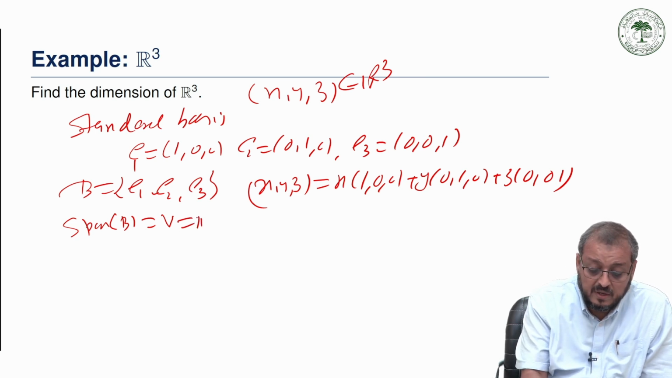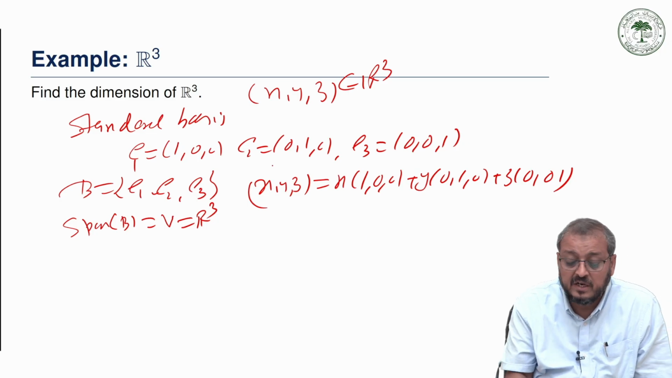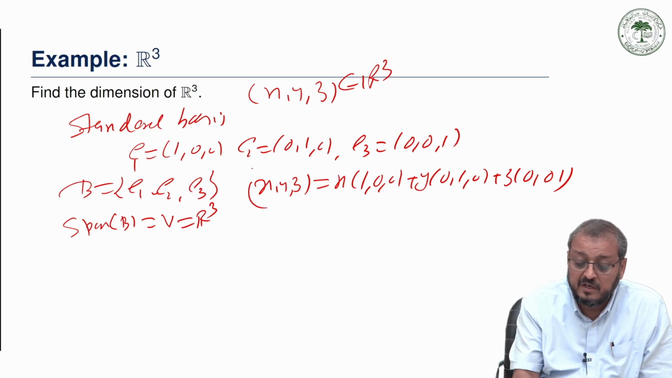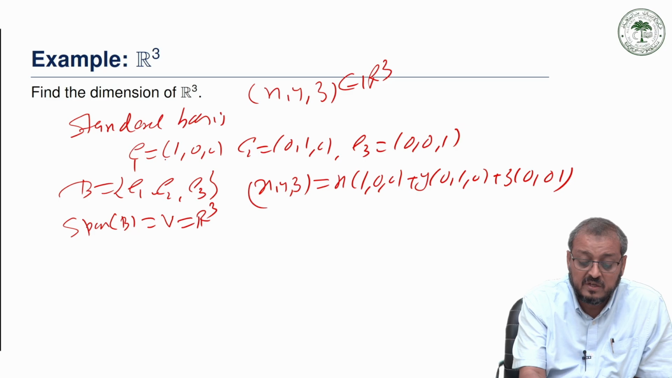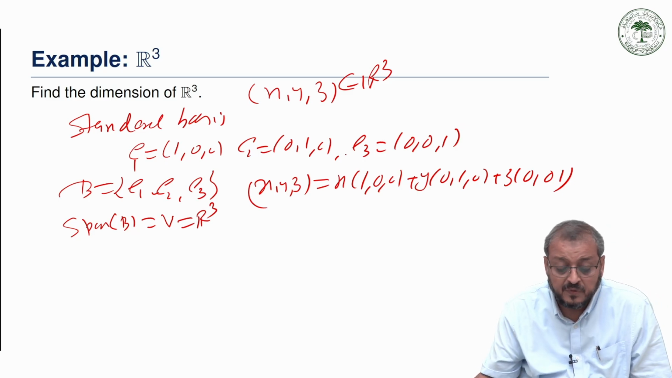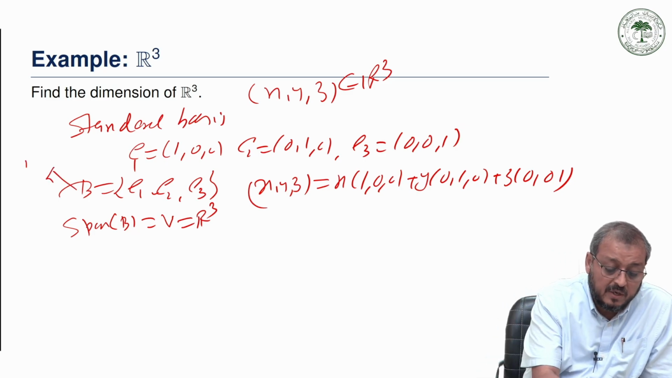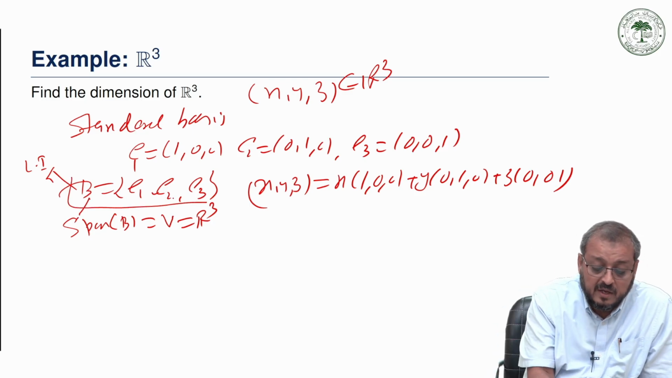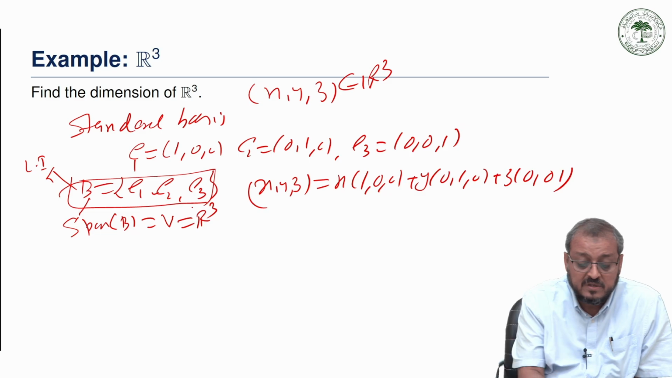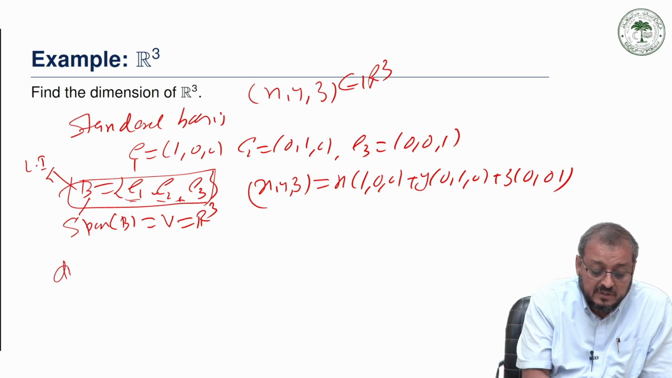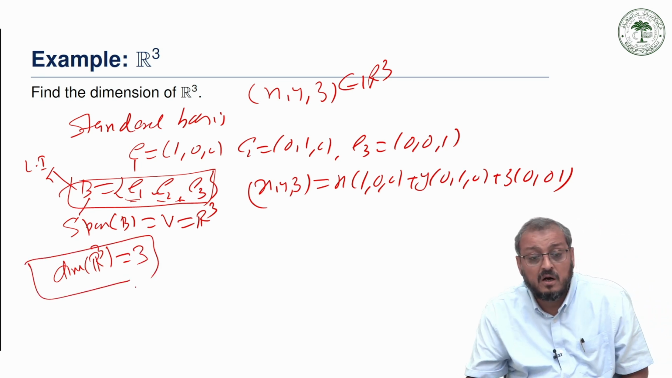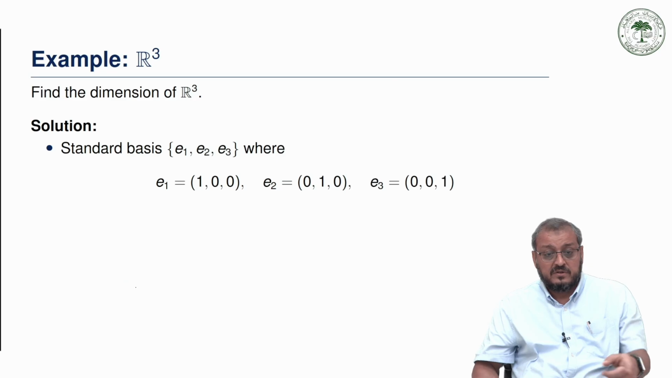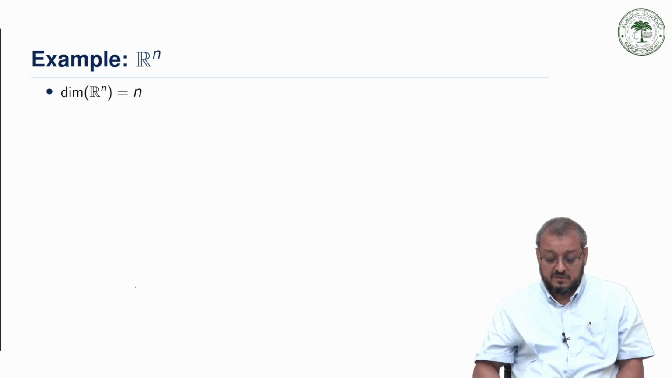V is equal to R3, and these are also linearly independent. If we write a linear combination of them equal to 0, it is trivially alpha equals 0, beta equals 0, and gamma equals 0. So B is clearly linearly independent and spans, so it is a basis, and in this basis we have 3 elements. We can say that the dimension of the vector space R to the power 3 is equal to 3.